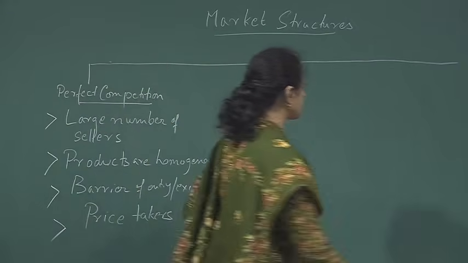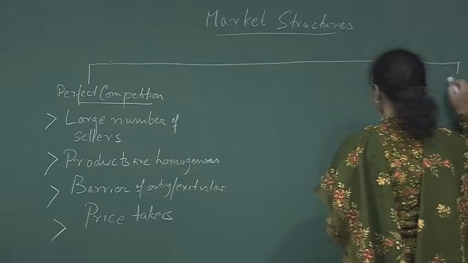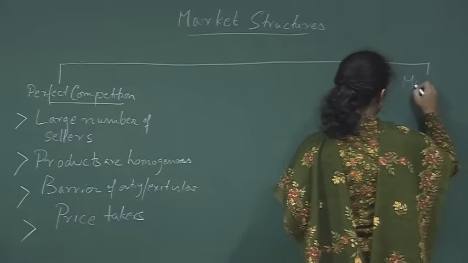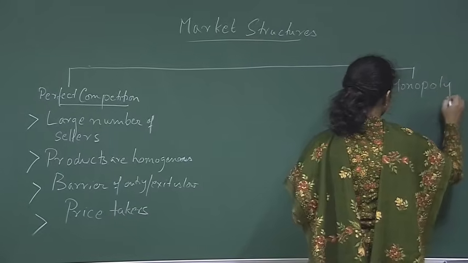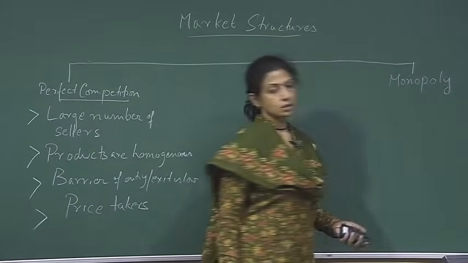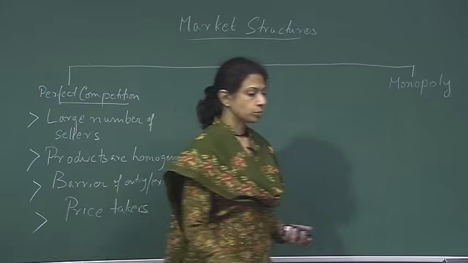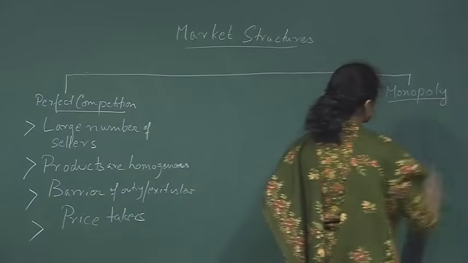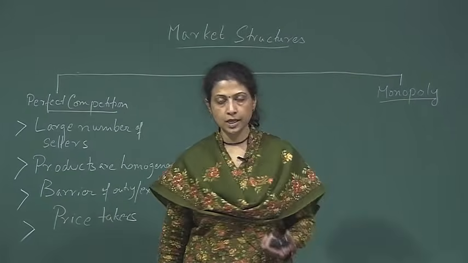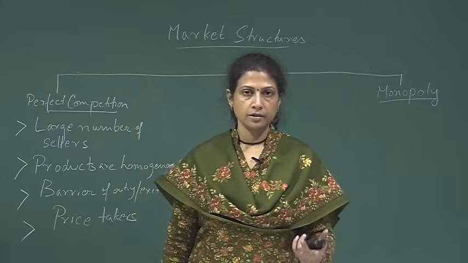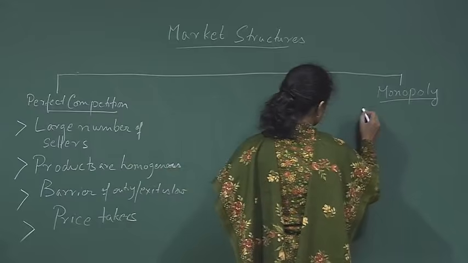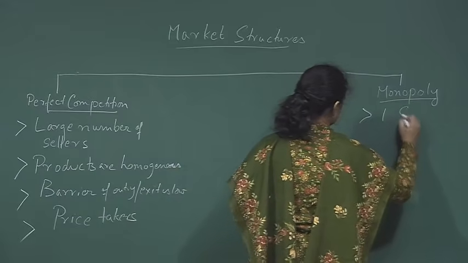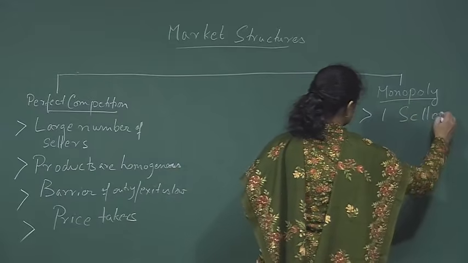On the other extreme, we have almost the opposite situation of perfect competition, which is the monopoly. Most of us know that monopoly is basically where there is one single seller in the market. So we have one seller.